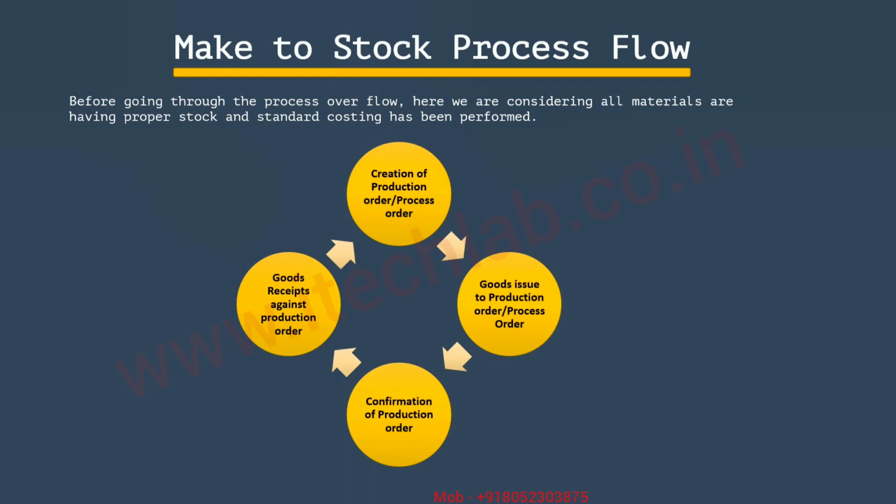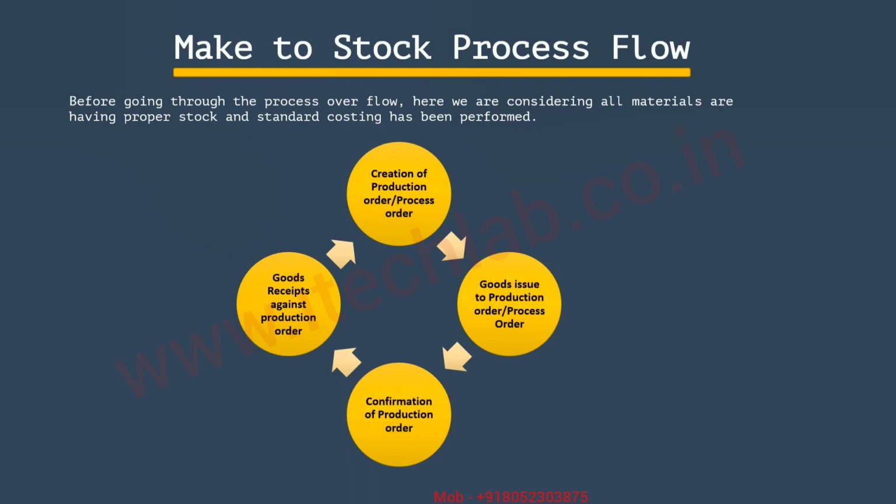Next is confirmation of production order. What does this step mean? It means that apart from raw materials, there are other costs also involved in the production process that can be included as an activity type, in terms of activity types and costing sheets. We will discuss that in some other sessions.